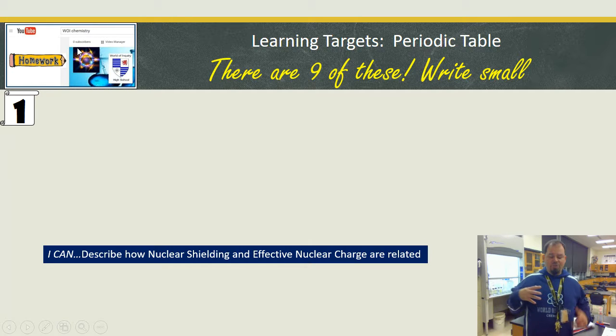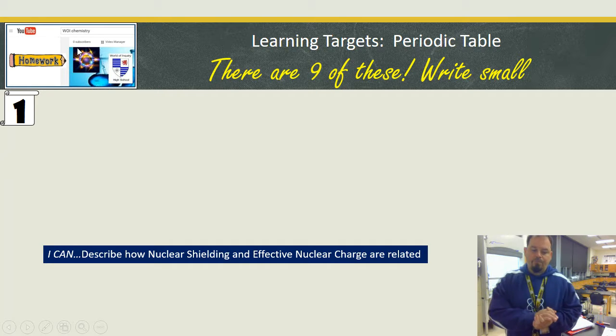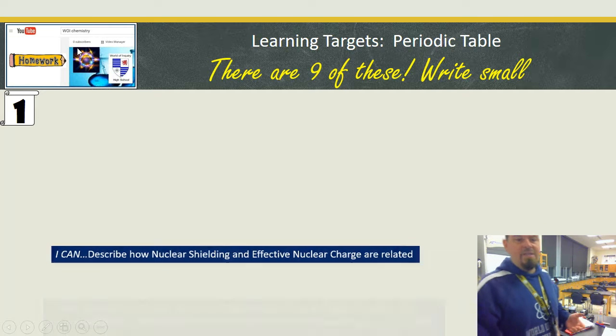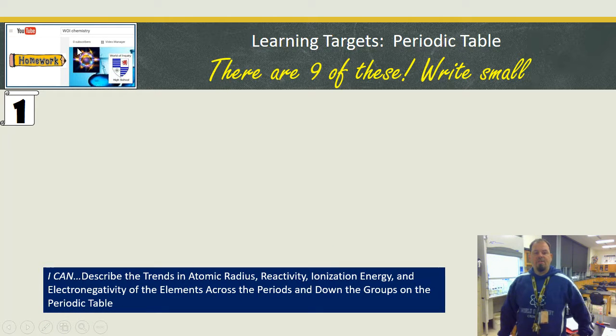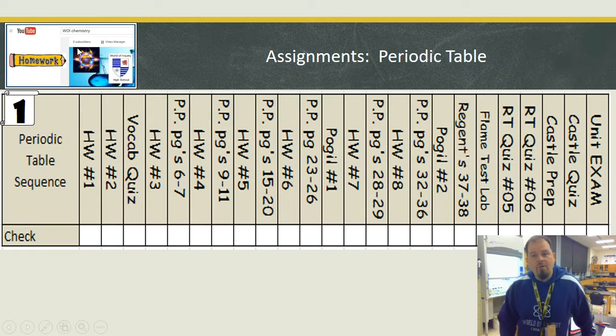And then the actual meat and potatoes of the entire unit is nuclear shielding and effective nuclear charge. It's going to be the grand reason why all these trends happen in the periodic table, and we need to understand the 4 trends based on atomic radius, reactivity, ionization energy, and electronegativity. So some of those are some really big old words, and those big old words we will talk about when we get to vocab. All right, so here we go.